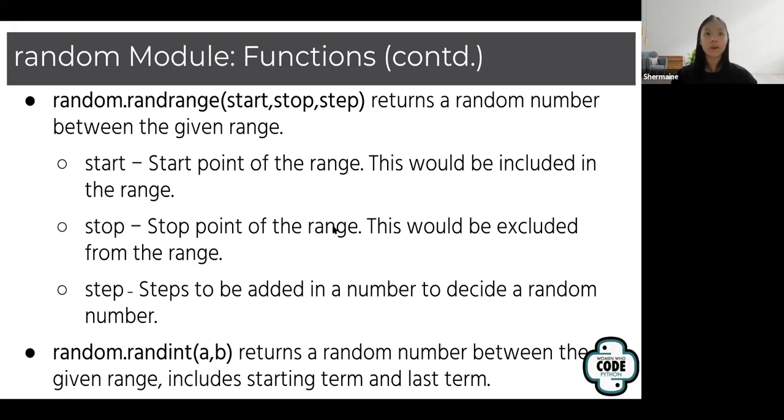For example, if you want to generate a number from 0 to 10, then you'll put 0 as your start and 10 as your stop. But if you only want numbers in multiples of 2, your step would be 2. So it will only generate 2, 4, 6, 8, 10. Next, we have random.randint, and this one takes just two numbers inside. This returns a random number between a given range, including the starting term and the last term. So it's different from randrange, because in randrange the last term is not included.